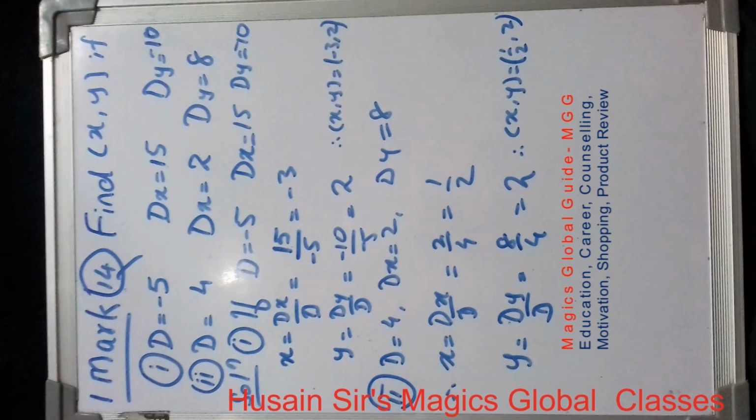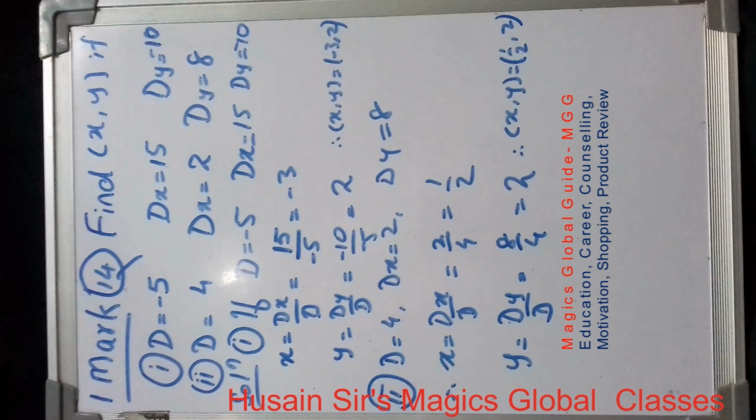Now in the second case also we have x is equal to dx upon d, that is 2 upon 4, so x is equal to 1 upon 2, and the value of y will be dy upon d, that is 8 upon 4, so it is 2. So here x comma y will be 1 upon 2 comma 2.